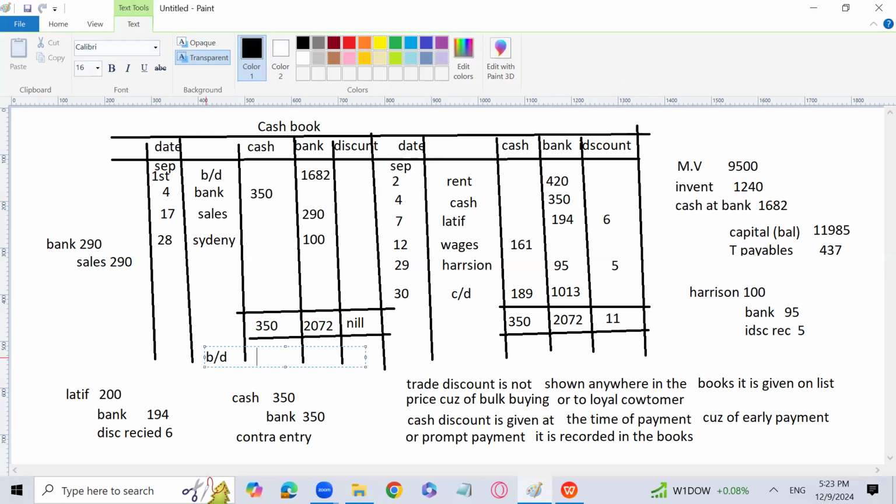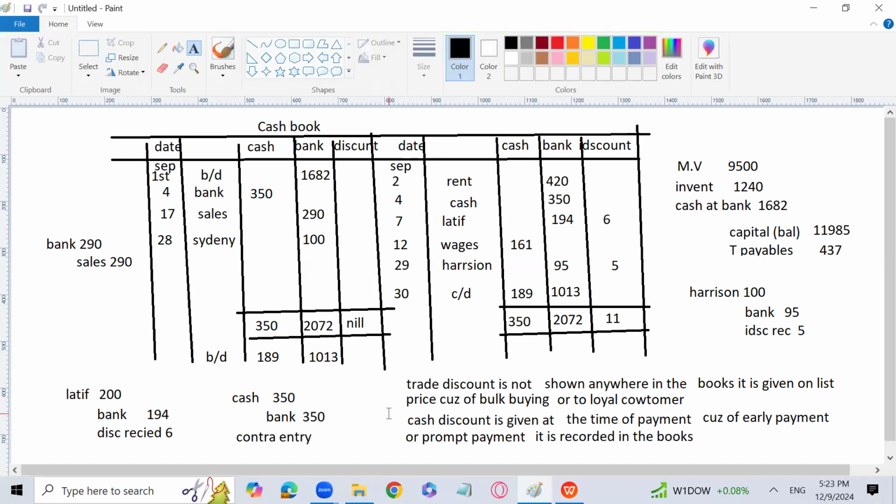also. It is a possibility, but only for the bank, because you can overdraw your account from the bank, but cash cannot have a negative balance, because either you have cash or you don't have cash. So you can never have a negative balance of cash. You will always have a positive balance of cash, but bank overdraft can be a possibility. So this is how we have prepared the cash book of October, November 23 variant.